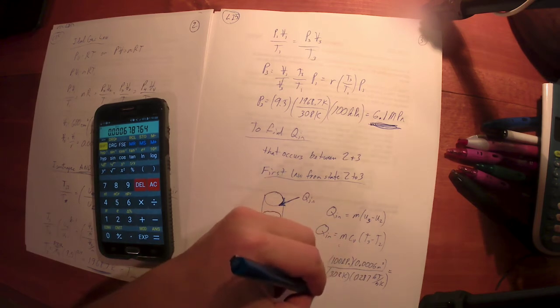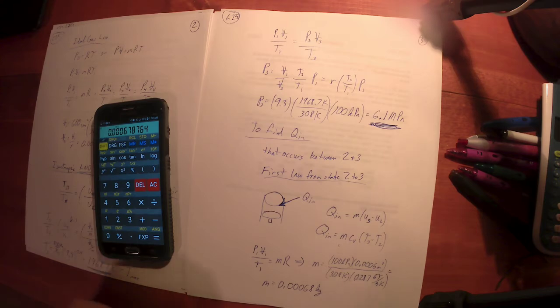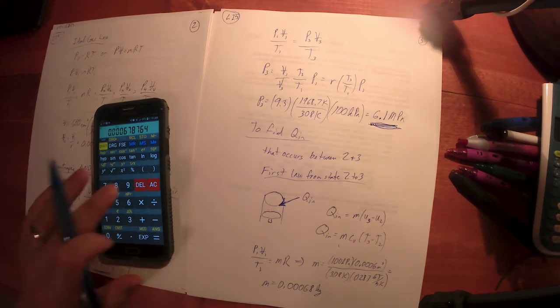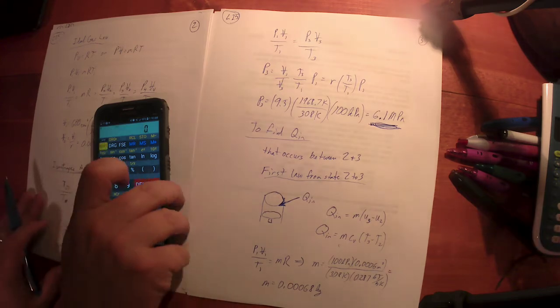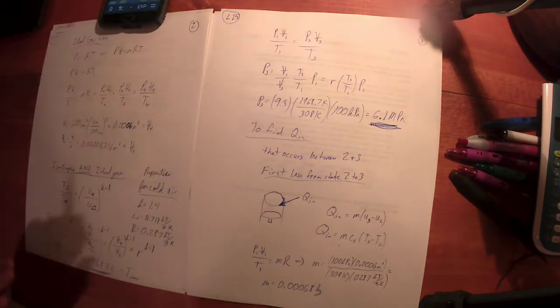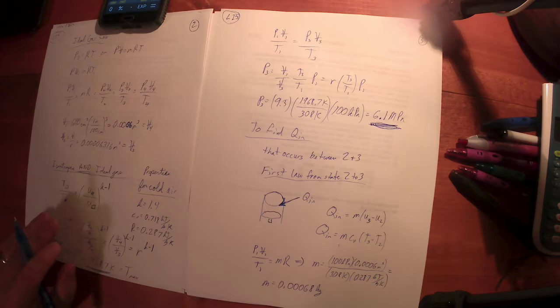0.00068, we'll say kilograms. We could carry it out more digits, I'm just going to leave it there. Okay. I should probably carry 3 or 4 significant digits. I'm being a little lazy. All right. Got my mass.